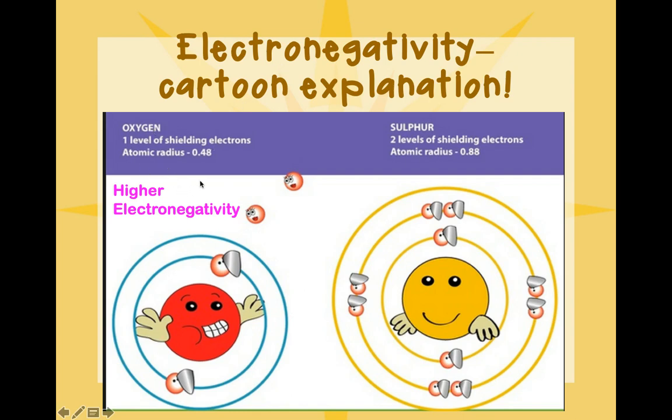And look, it's even showing you. Because it has less shielding, it also has a smaller atomic radius than sulfur does, because these electrons aren't being pulled as tightly by this nucleus, because of those two levels of shielding between the outer electrons and the nucleus. So, these are some cartoon examples of the stuff we've been talking about.